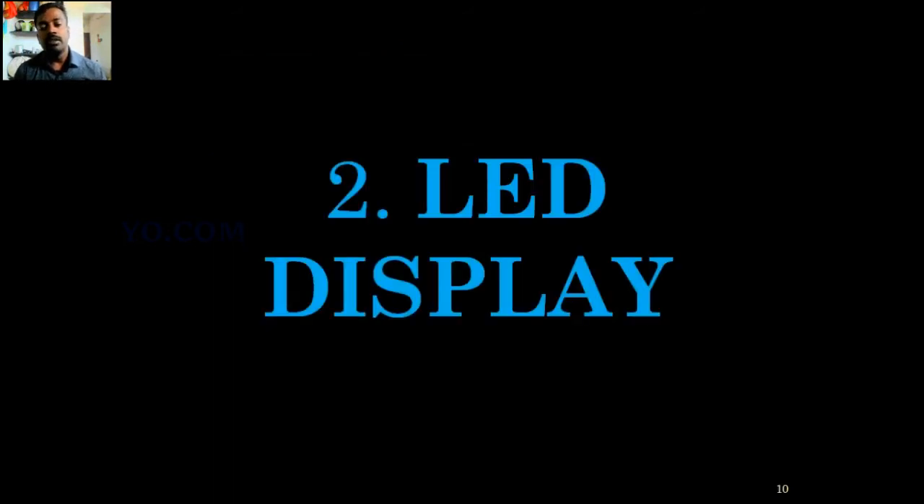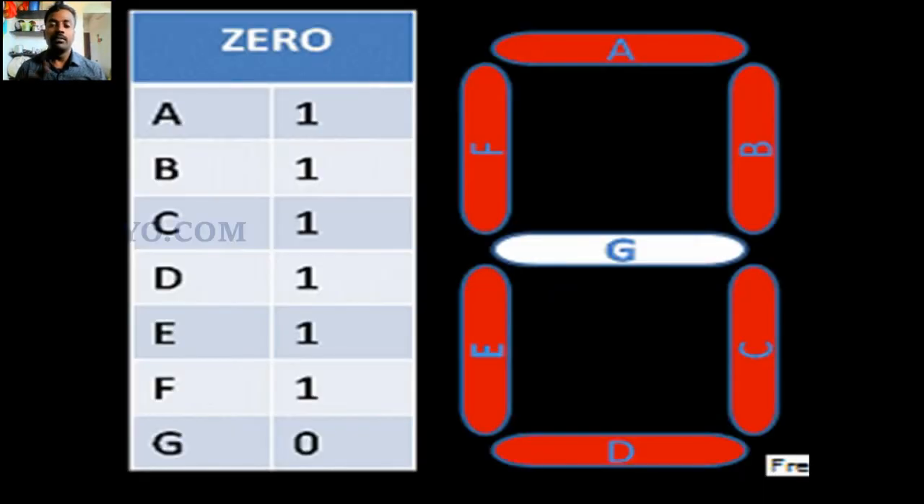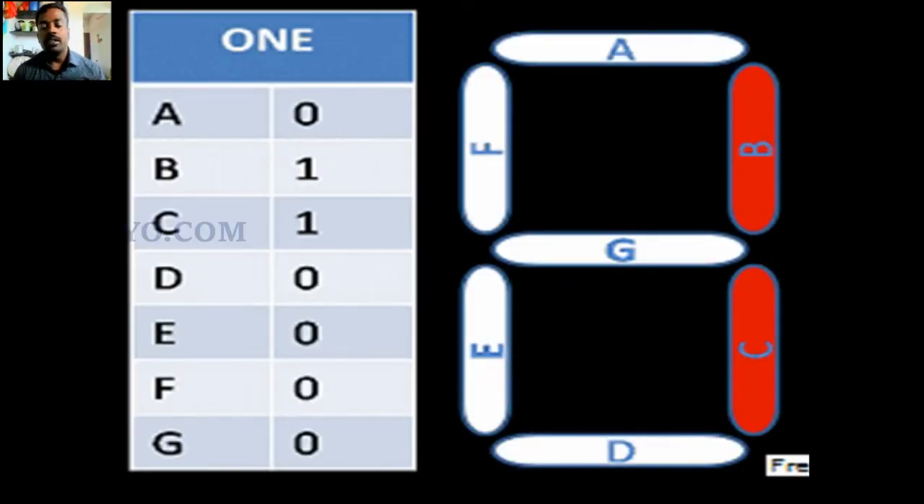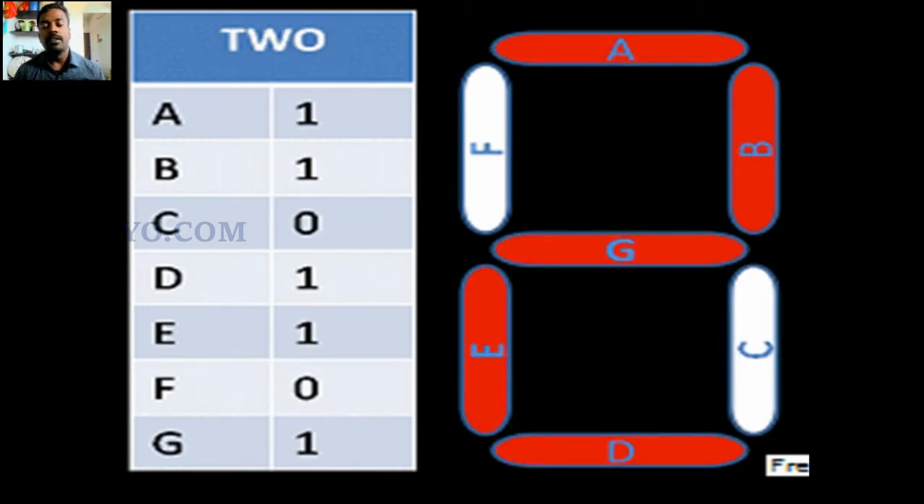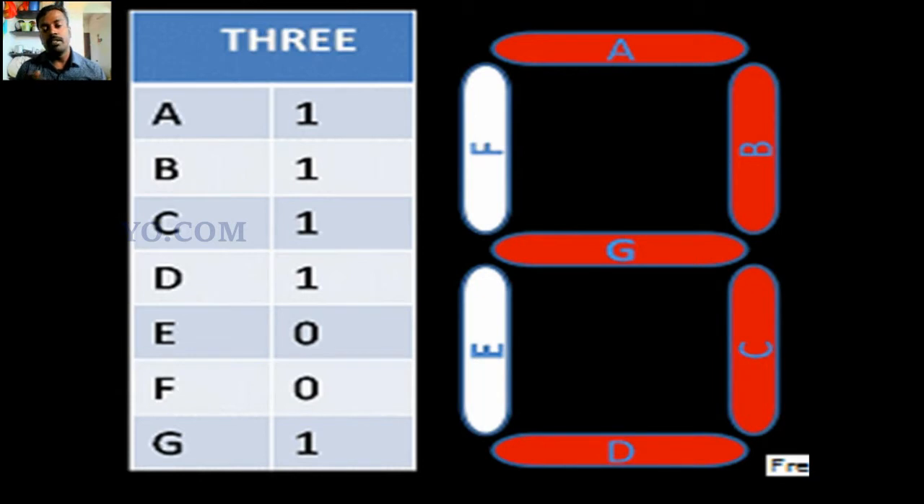Next we are going to see LED display. What is an LED display? Where are we using LED displays? Generally there are two different types of LEDs, a normal LED and a 7 segment LED. So 7 segment LED means 7 different LEDs are used. Actually, these are a group of 7 different LEDs connected in this format.